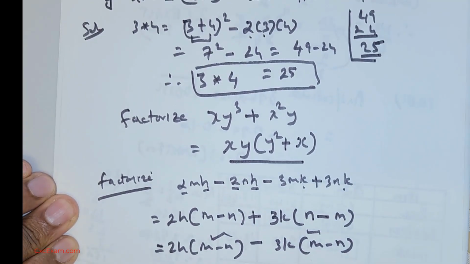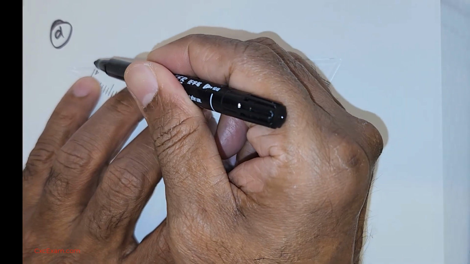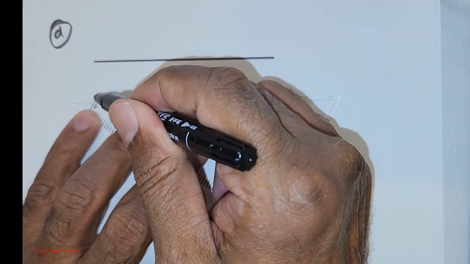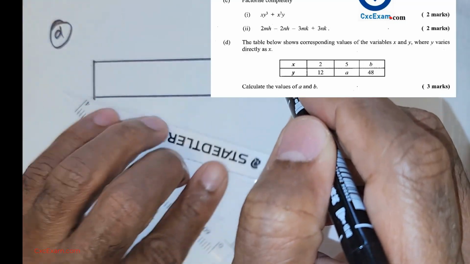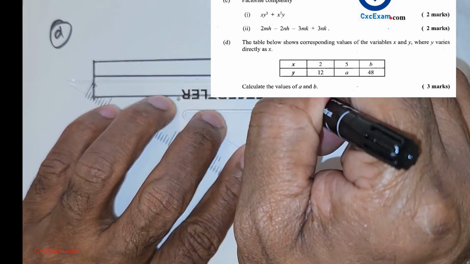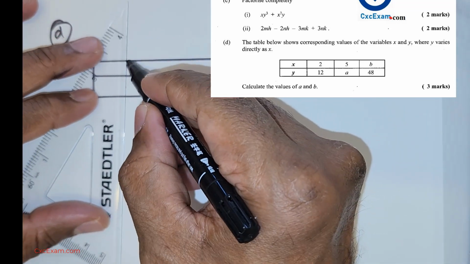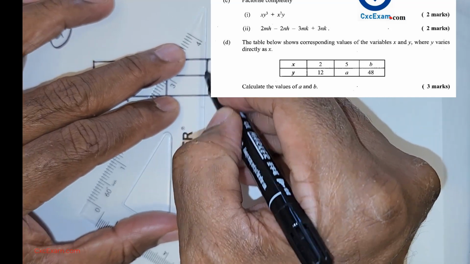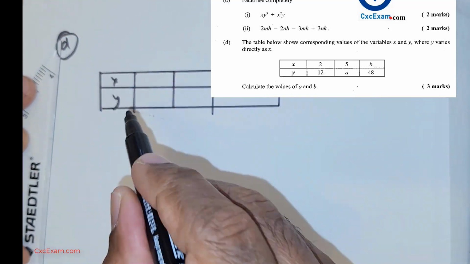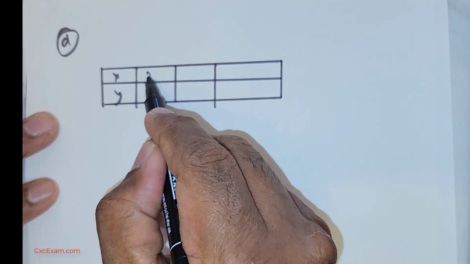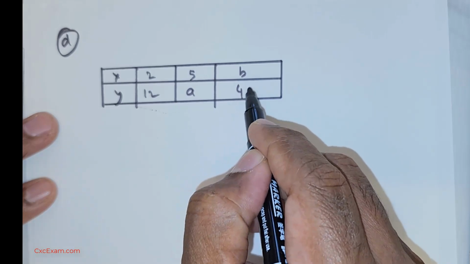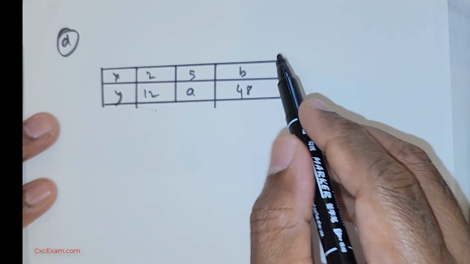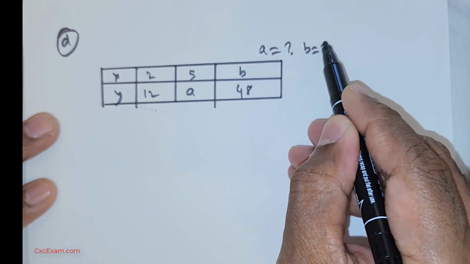Okay, so having mentioned that, let me go on to the next part of the question. Now this is D. We've been given a table, so let me draw the table here. This is x, y, and you have 2, 12, 5, a, b, 48. Now we have to find the values of a and the values of b.